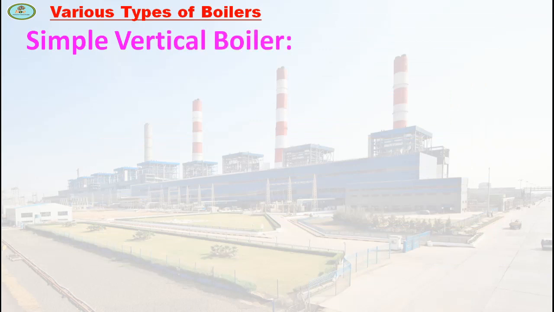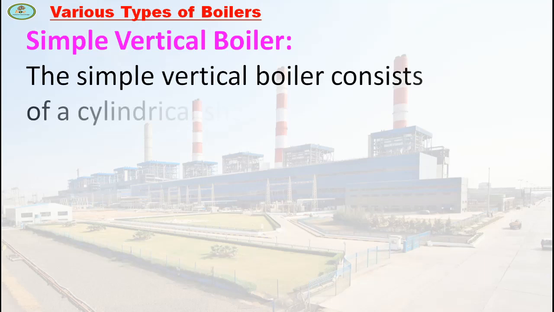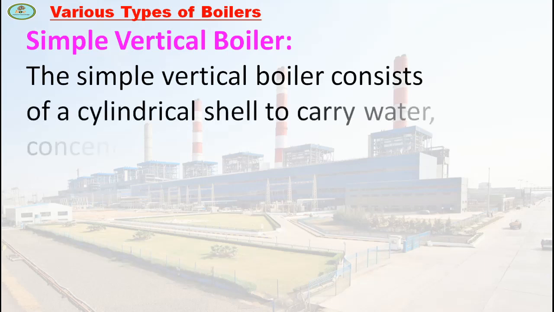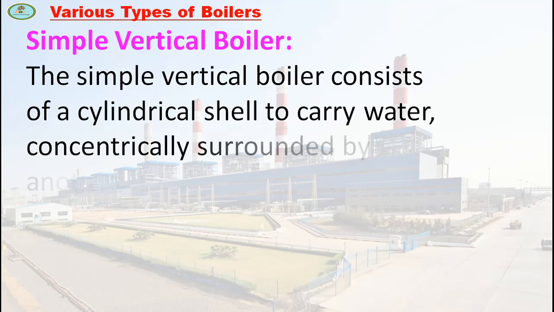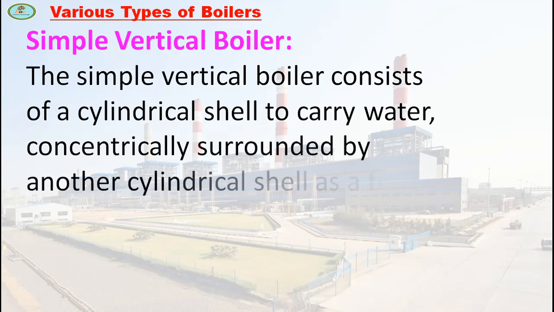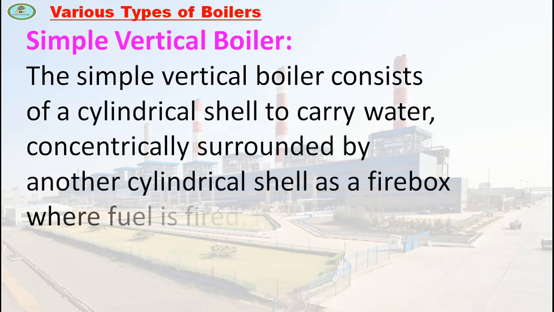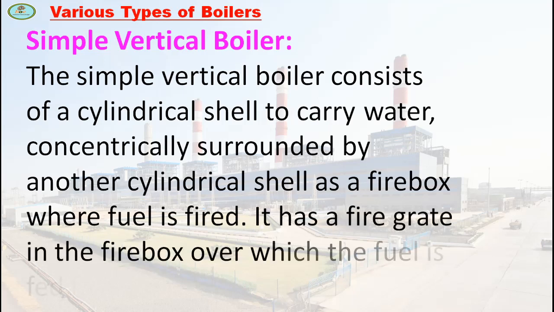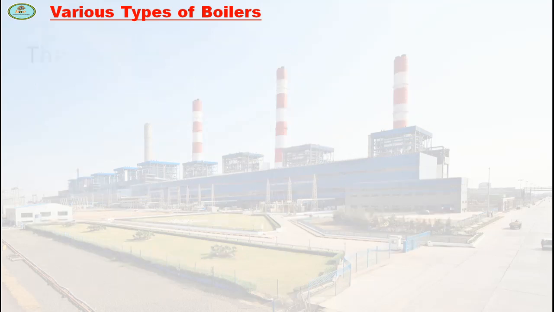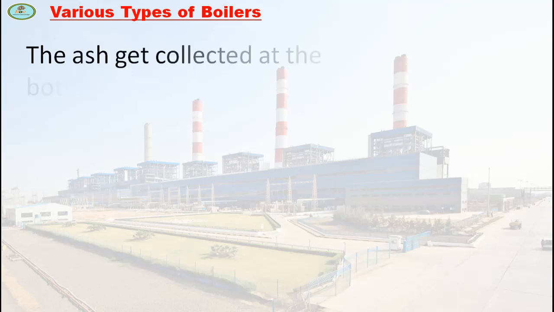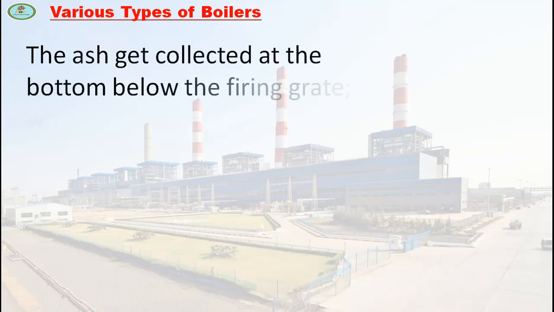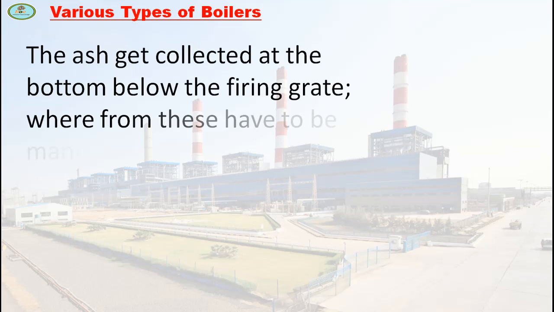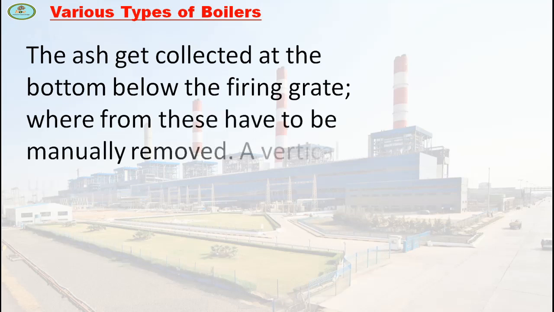Simple vertical boiler. The simple vertical boiler consists of a cylindrical shell to carry water, concentrically surrounded by another cylindrical shell as a firebox, where fuel is fired. It has a fire grate in the firebox over which the fuel is fed for firing. The ash gets collected at the bottom below the firing grate, from where it has to be manually removed.